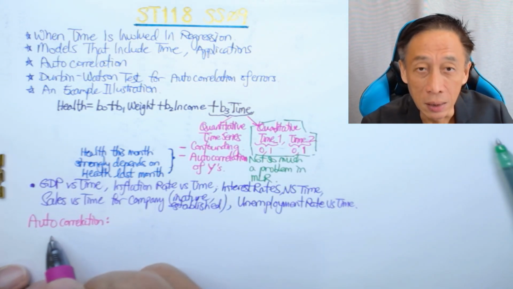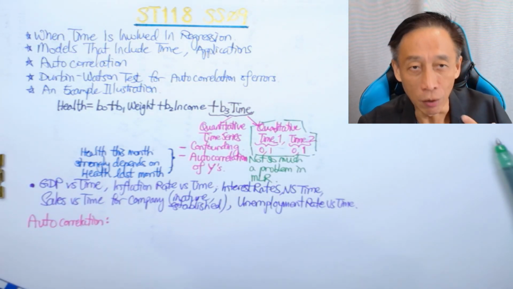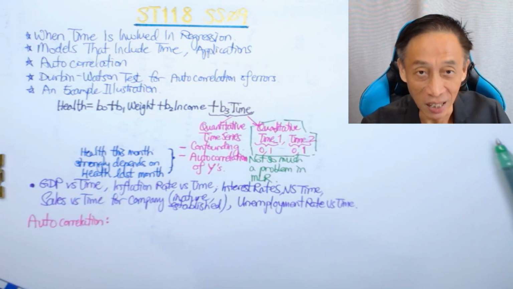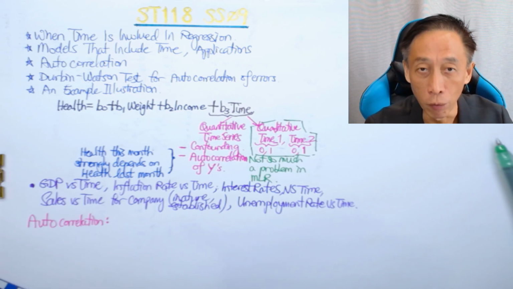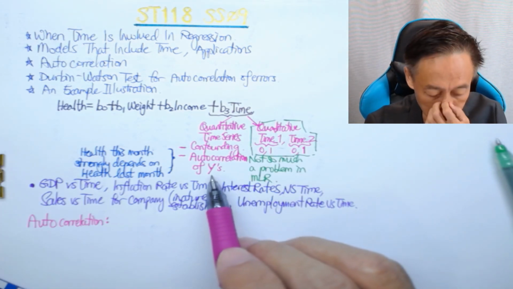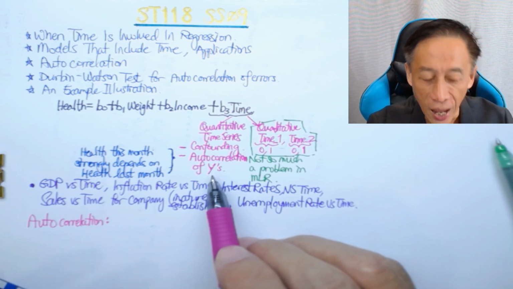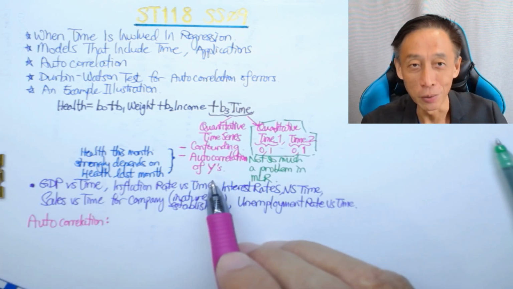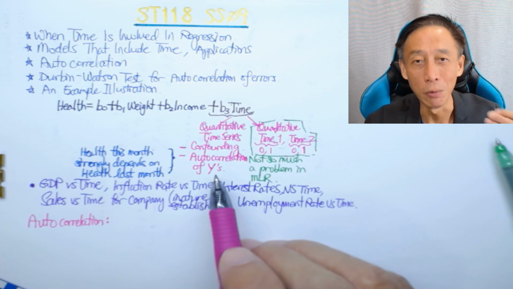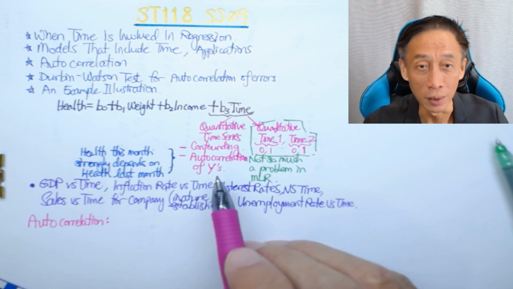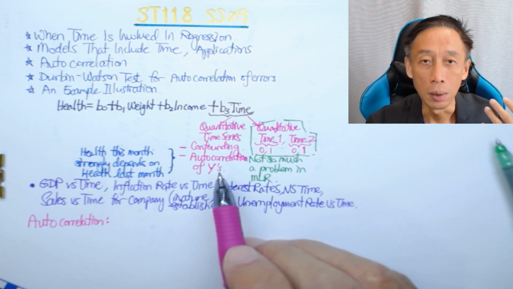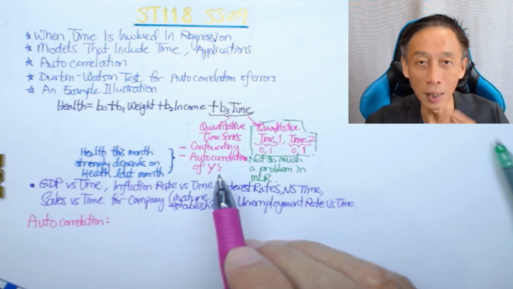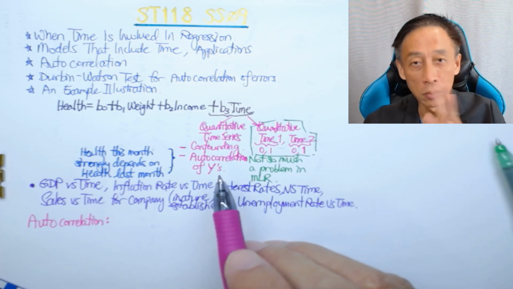Auto means with itself, with myself. What do you mean by with myself? With y. We're talking about y, right? So the y has correlation. You recall the correlation, right? So x and y, are they correlated, linearly correlated, right? So is y correlated with y? That's always a 1 if time is not involved.